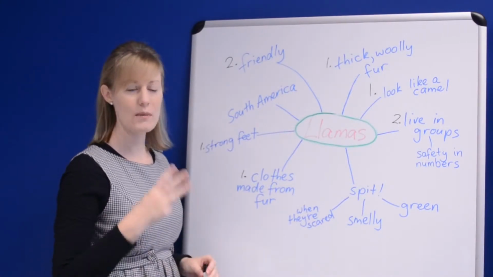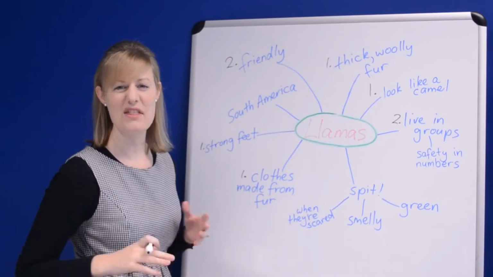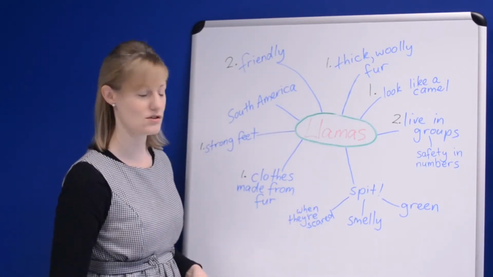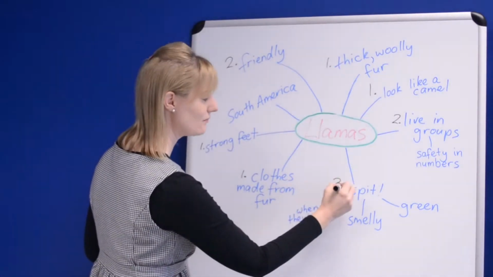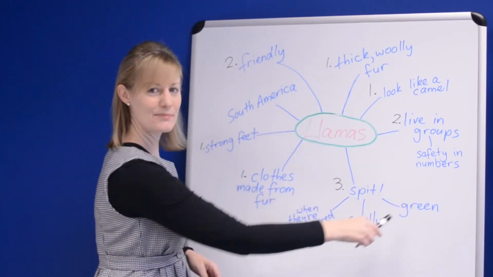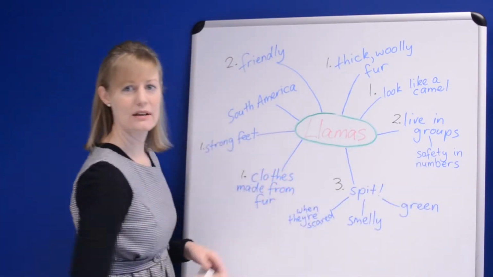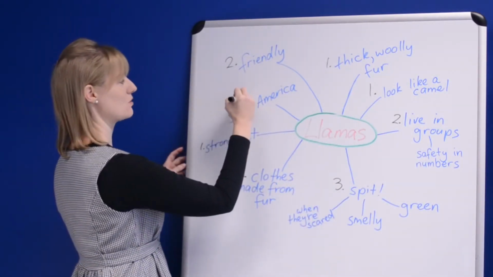Okay, now I've got to think of my third body paragraph. That's going to be about how they spit, and I think that's the most fun, but it's not the most important. That's why it's going down as third. So I've chosen spit down here for number 3, and the spit is green, it's smelly, and they spit only when they're scared. So that's all going to be for the third paragraph. And so here is going to be for my intro.